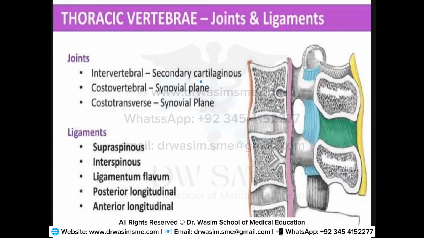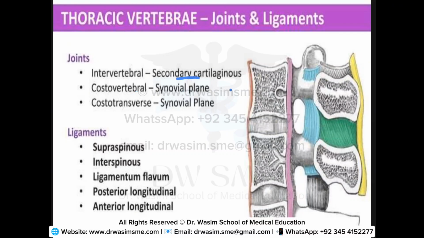So what are the different joints which are going to be formed? This is a cross section where you can identify that this is one vertebra. Now it is going to form the intervertebral joint. The types are very important, and that is the secondary cartilaginous joint.